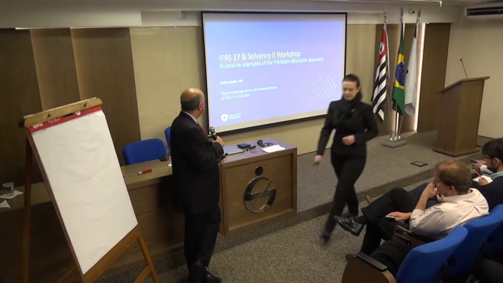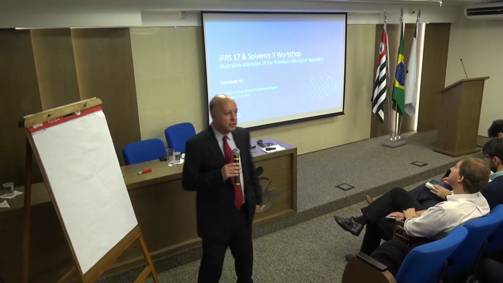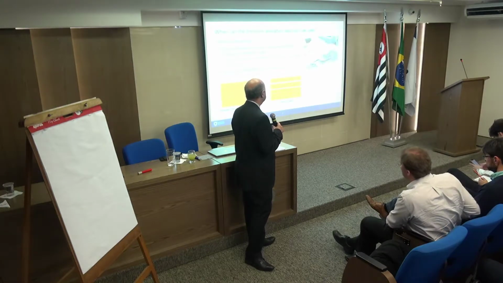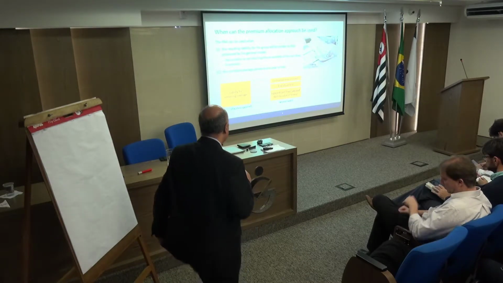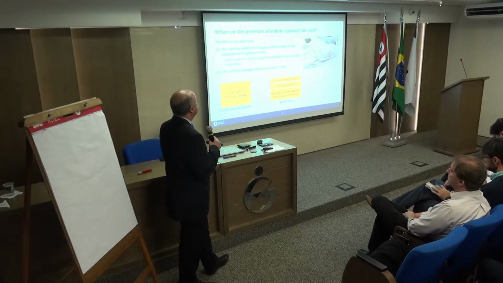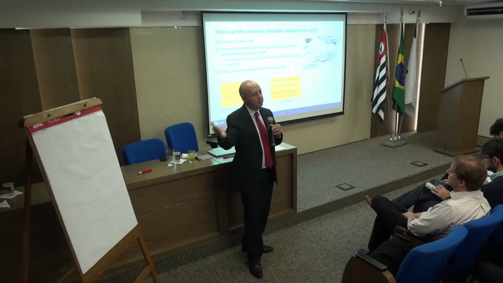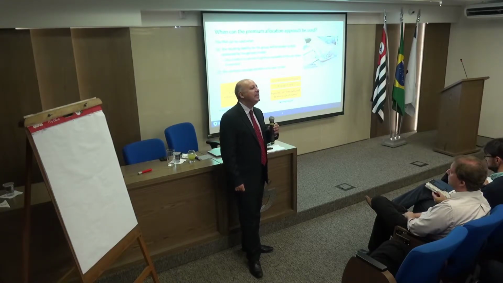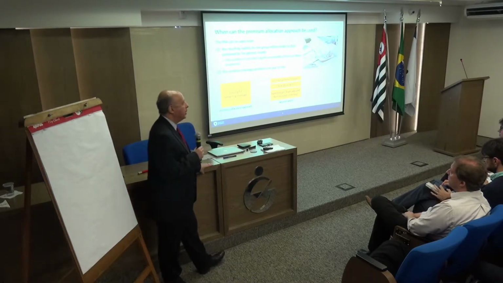Okay. Then this is very simple. This is called the PAA, Premium Allocation Approach, and it's one of the measurement methods. Basically, when can we use this approach? The standard says it can be used when the resulting liability for the group will be similar to that produced by the general model, which is already a complication, because that implies I have to do the general model and then also the PAA, or at least have some idea whether the result would be similar to that produced by the general model.